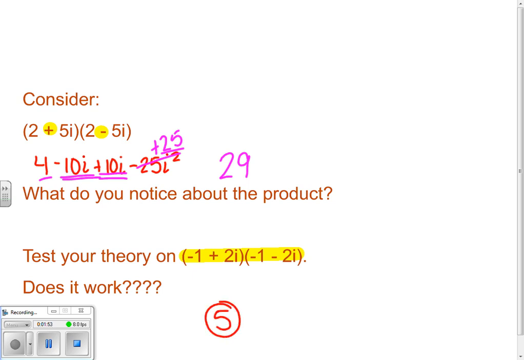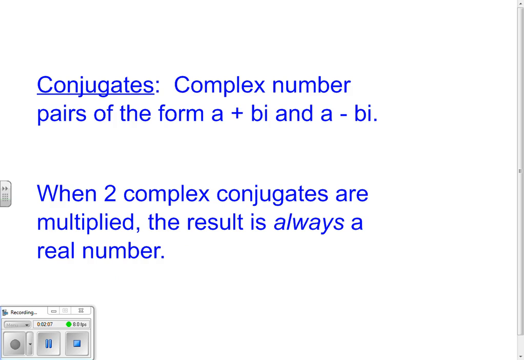You end up with 5, which is very real. 5 is very much so a real number. And so as long as the complex numbers are the same, except for the sign in front of the i term, if the i term has an opposite sign, your product is real. That's called a conjugate. A conjugate means the complex numbers are the same, but the imaginary part of them has an opposite sign. When you multiply two complex conjugates together, the product, the result, is always real.